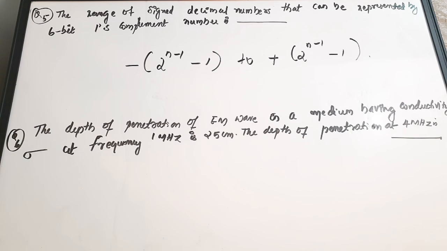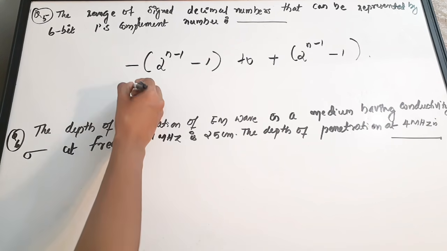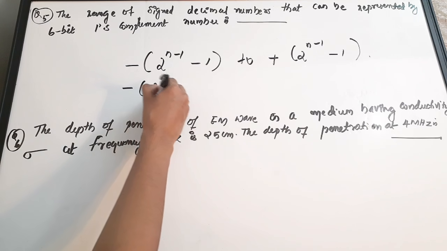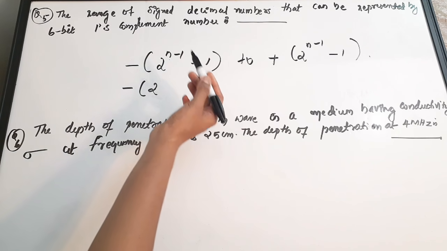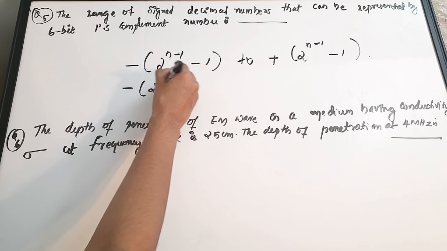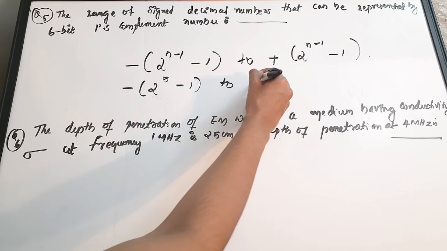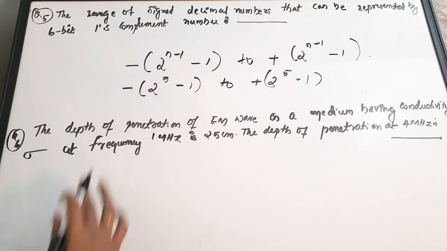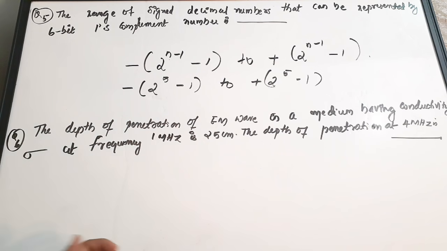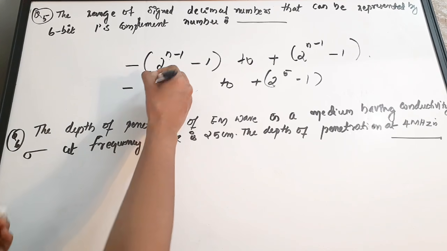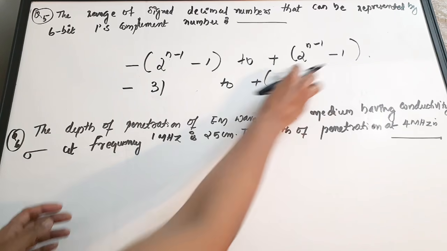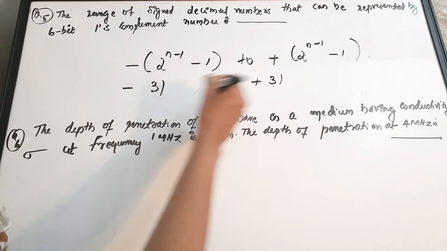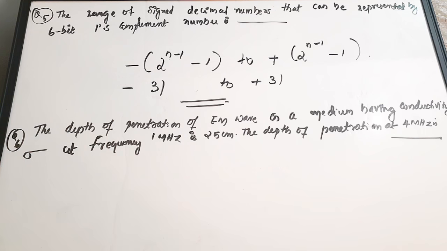Here n is 6. So it is from the range minus 2 raised to 5 minus 1 to plus 2 raised to 5 minus 1. 2 raised to 5 is 32. 32 minus 1 is 31. So it is from minus 31 to plus 31. So this is the range. So this much of numbers you can actually represent with a 6-bit ones complement number representation.